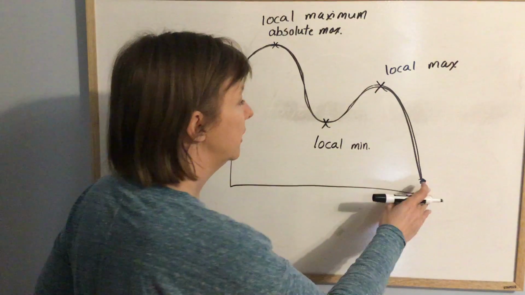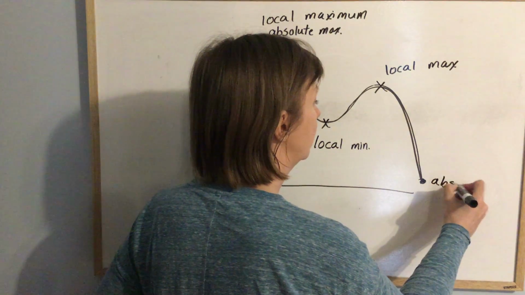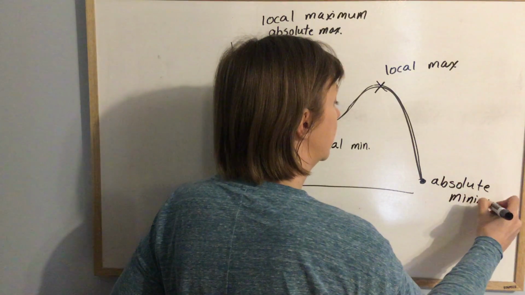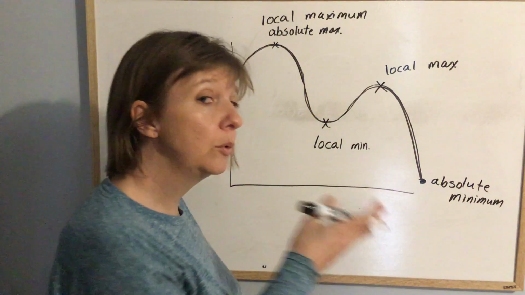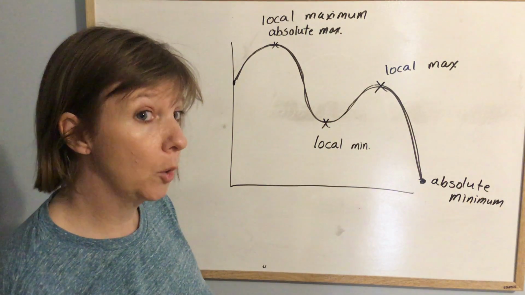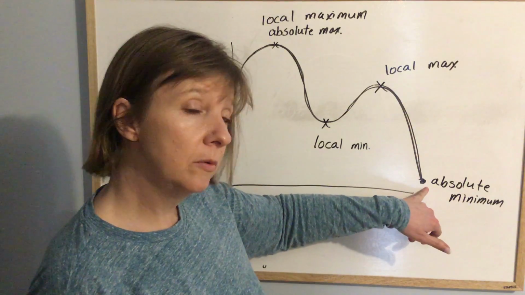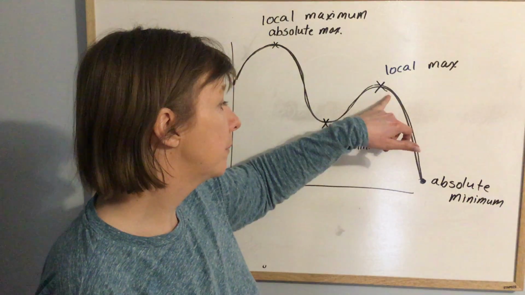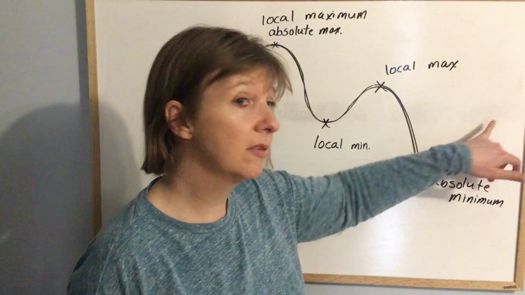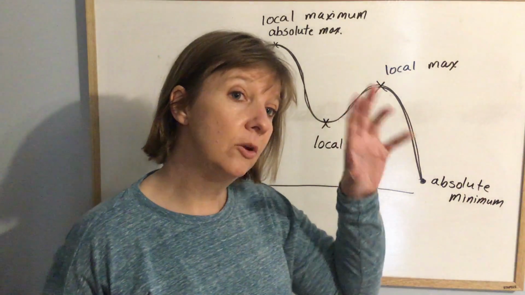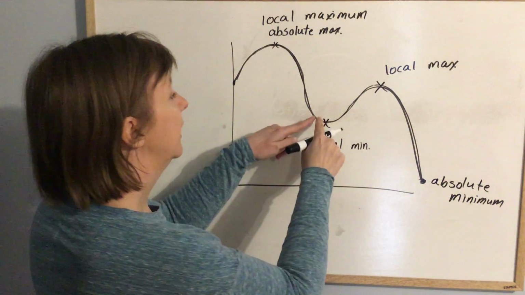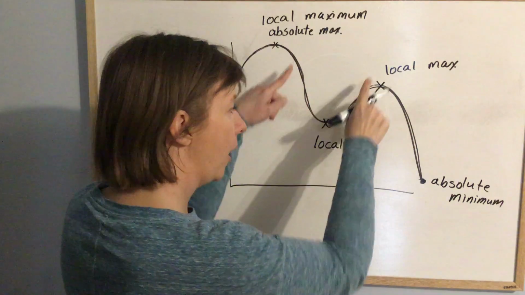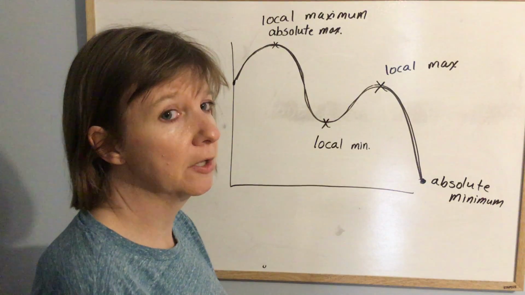This point down here is an absolute minimum because it is the absolute lowest that the graph goes. It is not a local minimum because it doesn't go up on both sides. From this point it goes up this way, but it doesn't go up on this side, it just stops. So in order for it to be a local minimum, it has to go up on both sides.